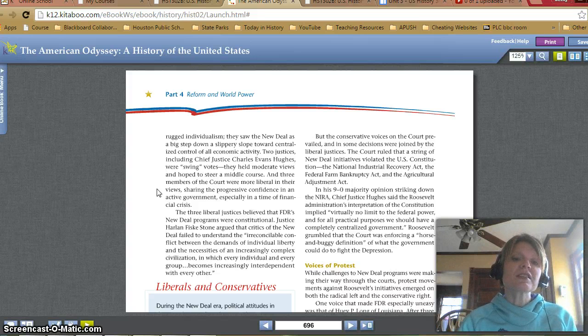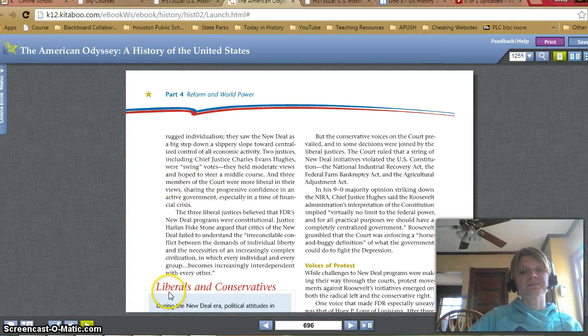The 3 liberal justices believed that FDR's New Deal programs were constitutional. Justice Harlan Fiske Stone argued that critics of the New Deal failed to understand the irreconcilable conflict between the demands of individual liberty and the necessities of an increasingly complex civilization, in which every individual and every group becomes increasingly interdependent with one another.